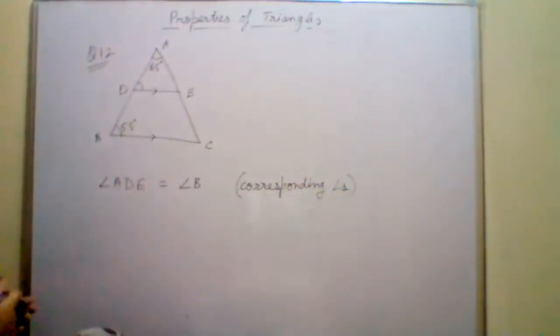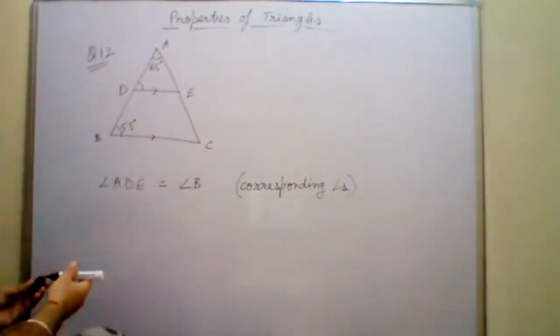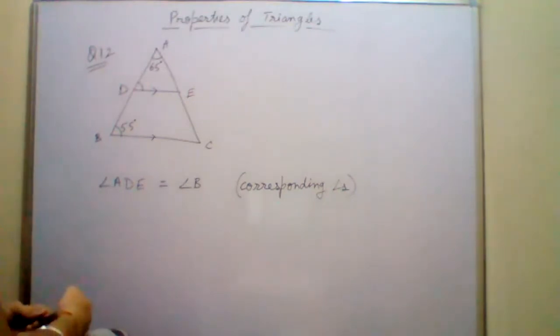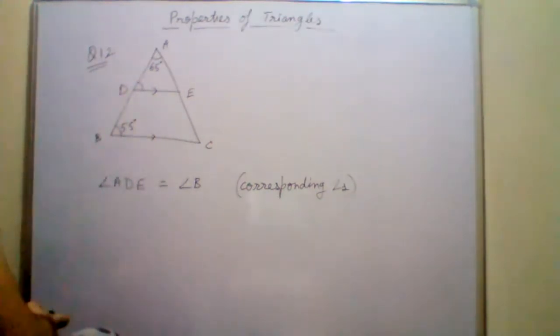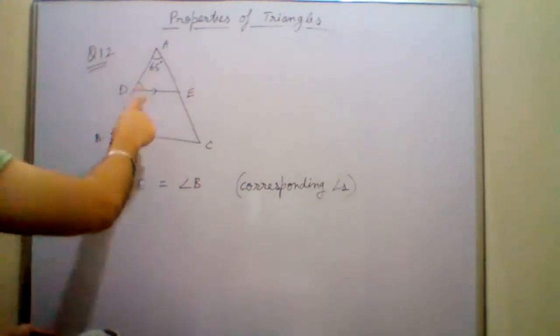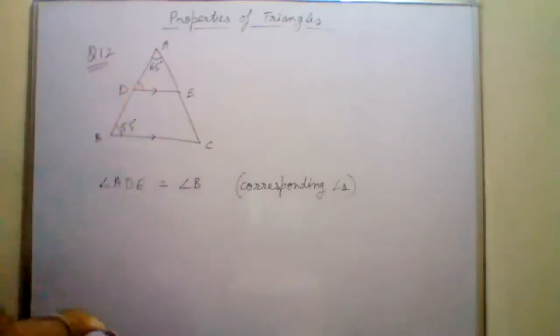Corresponding angles. Do you remember or have you forgotten? Corresponding angles, alternate interior angles. Yes sir, we remember. These are the concepts of the chapter properties of parallel lines. You studied it there. Yes sir. These are the corresponding angles. When two lines are parallel, then the corresponding angles are equal. So angle ADE is equal to angle B.